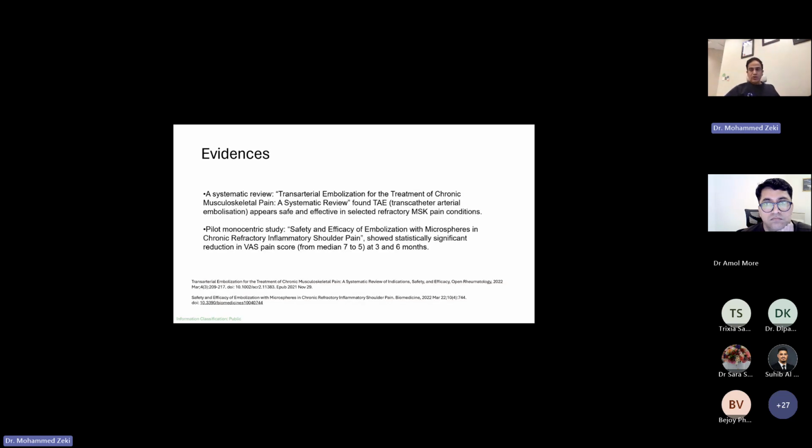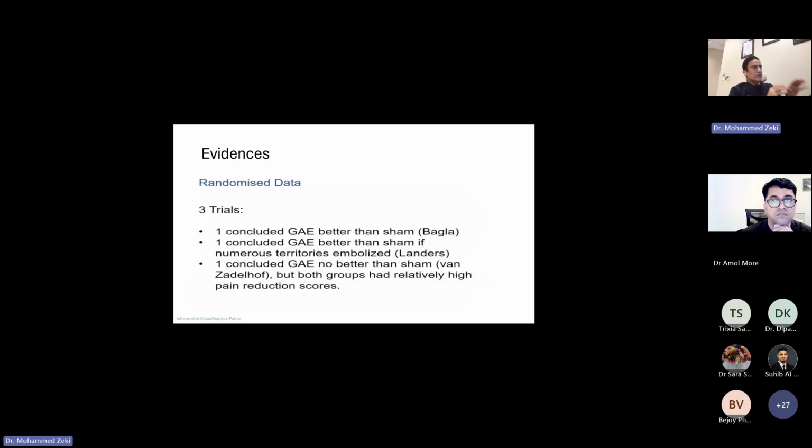So the evidence is there already. There is a systemic review which shows that this is actually a safe procedure for MSK pain, and there is also a pilot study. So there are 3 trials, very important trials. One done in USA by Dr. Bagla. He concluded on genicular artery embolization, which we are talking about now, for knee osteoarthritis. He found in his study that genicular artery embolization is better than the control group.